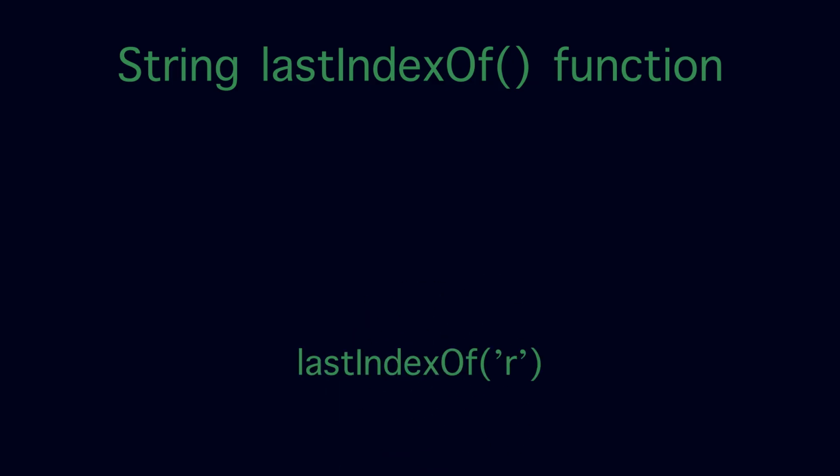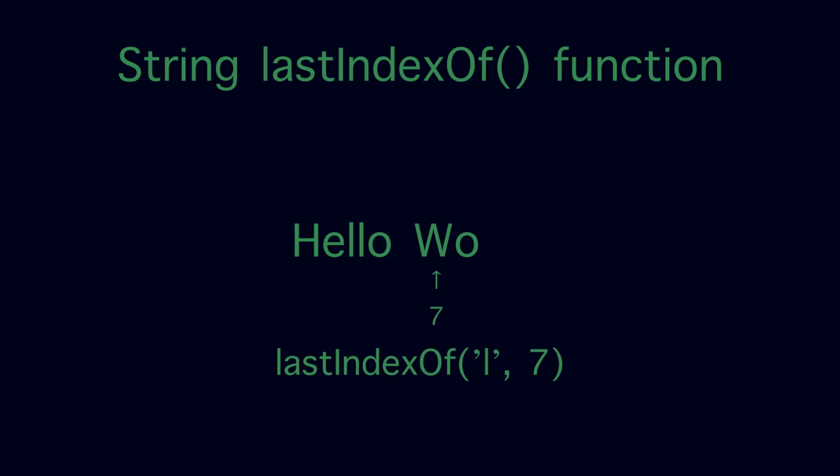Similarly, we have lastIndexOf, which is just what it sounds like in comparison to indexOf. It looks for the last index of a specific given character within a string. Since it looks backwards through the string, the added parameter works very similarly, giving the function a starting point for its search. Here's an example of how it would work.